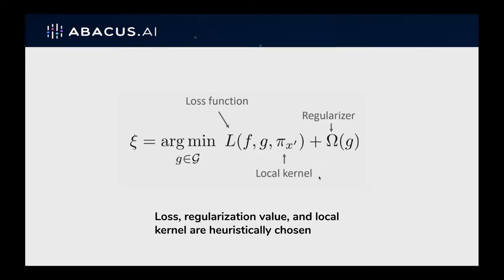So let's try to dig a little more into what this loss function stands for, what this local kernel is, and what this regularizer does, because it's very important to really understand these three in order to understand the inner workings of such a regressor explainability model. So there's a formula that they discovered.